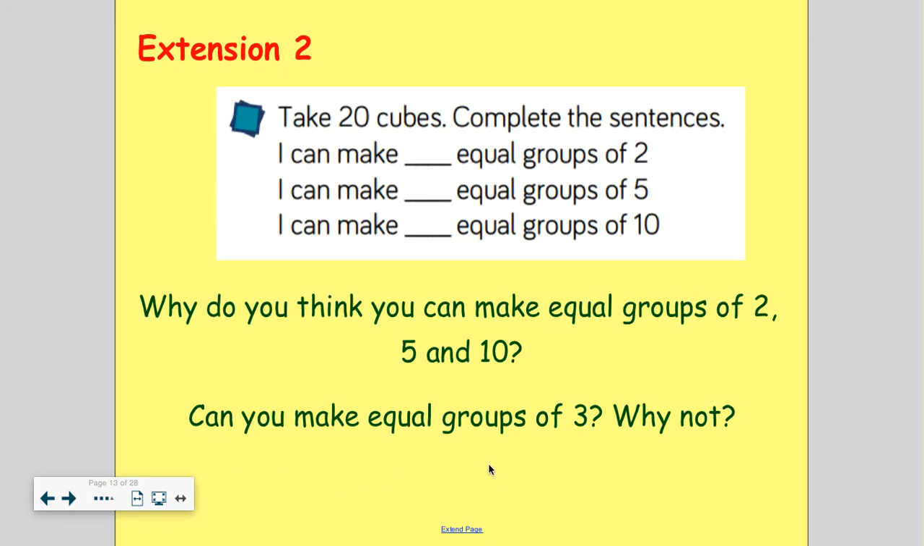For your second extension, you need 20 cubes or objects, and you need to try and complete the sentences. You need to try and make equal groups of 2, equal groups of 5, and equal groups of 10 using those 20 cubes. And then I've asked why you think you can make equal groups of 2, 5 and 10 using 20 cubes or items. Could you then investigate whether or not you can make equal groups of 3? Why or why not?